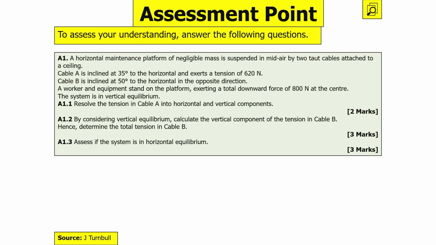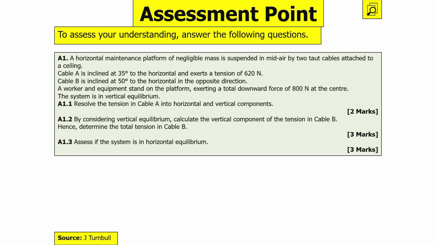Now, a horizontal maintenance platform of negligible mass is suspended in mid-air by two taut cables attached to a ceiling. Cable A is inclined at 35 degrees to the horizontal and exerts a tension of 620 newtons. Cable B is inclined at 50 degrees to the horizontal and in the opposite direction. A worker and the equipment stand on the platform, exerting a total downward force of 800 newtons at the centre. The system is in vertical equilibrium.